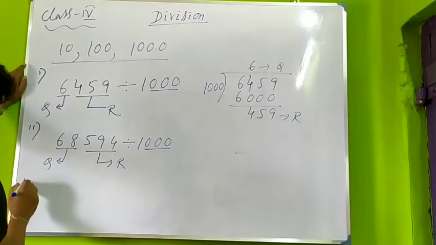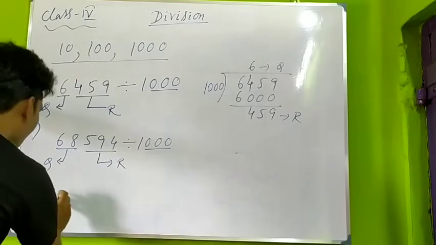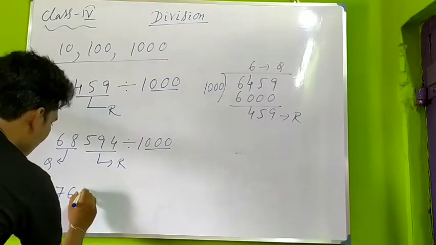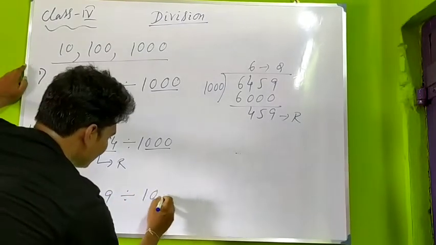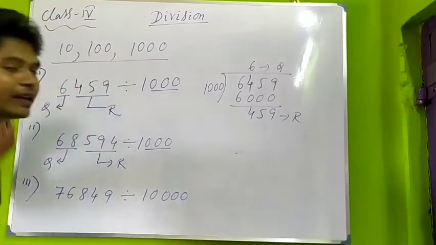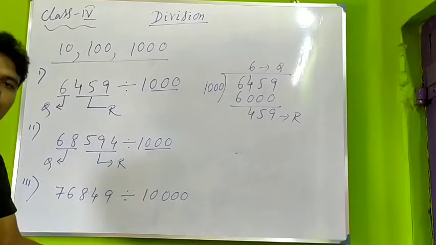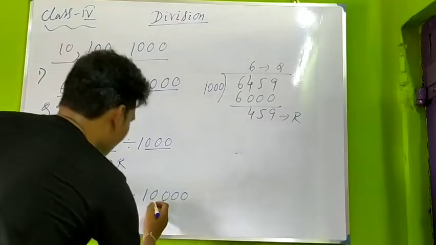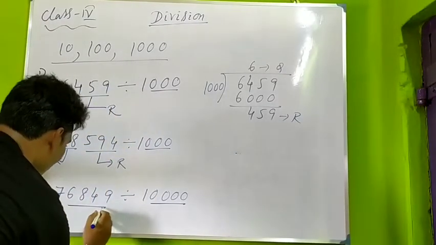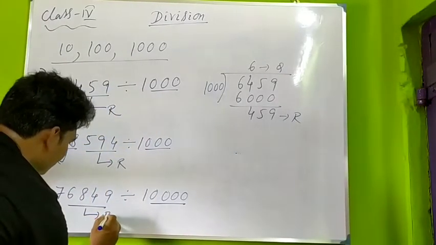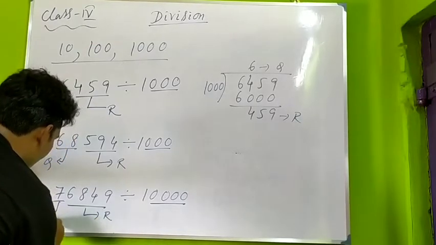Now let's take one more number, 6849. If we divide this by 10,000, then what happens? Then also we have to apply the same procedure. At first you count how many zeros, 4 zeros are there. So you remove the 4 digits from the right hand side, which represent the remainder, and the remaining digits will be the quotient.